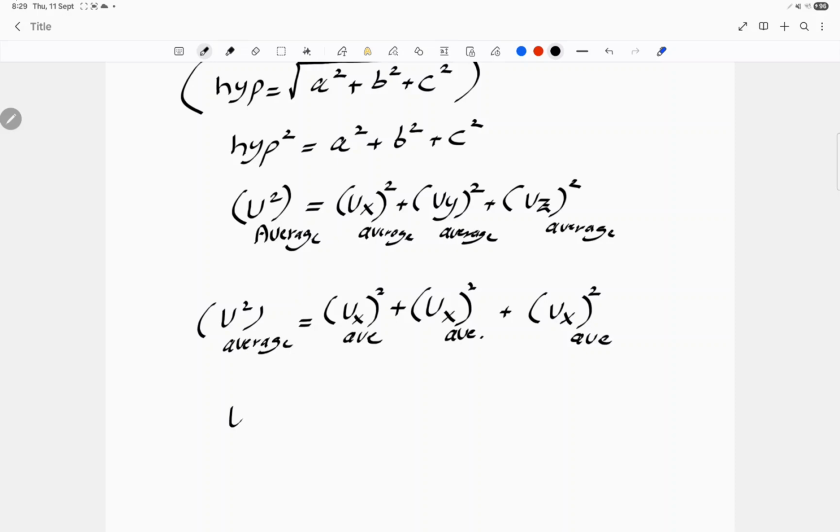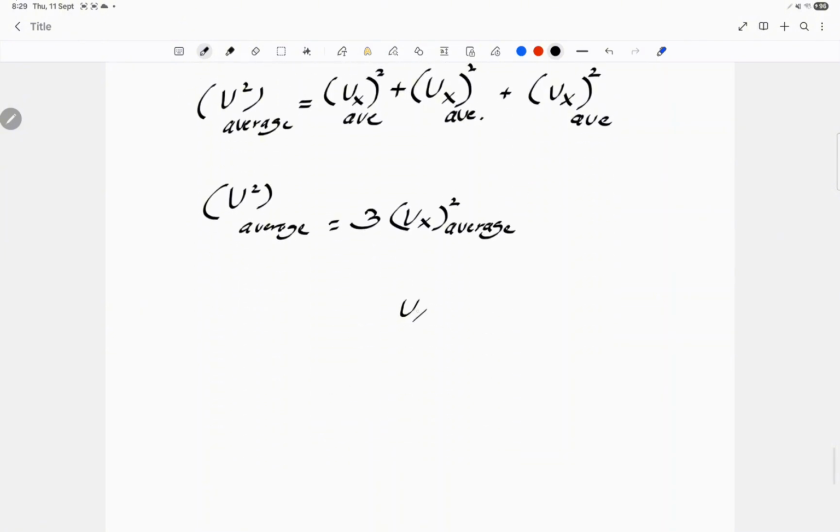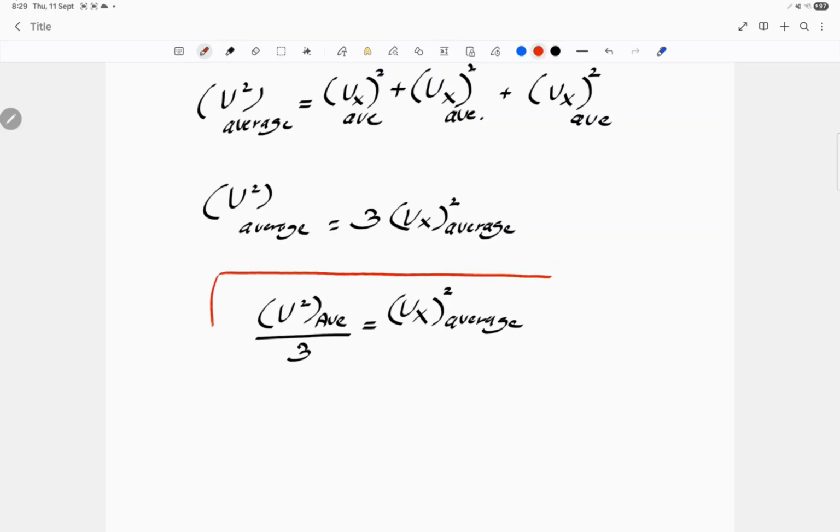average. So now we can say that V squared average is equal to Vx squared plus Vx squared plus Vx squared, which will give us 3 Vx squared average. Let's now isolate for the Vx squared average on one side by itself, which would be equal to V squared average over 3. Okay, that was a bit fast, but it's required knowledge that Vx squared average is equal to V squared average over 3.